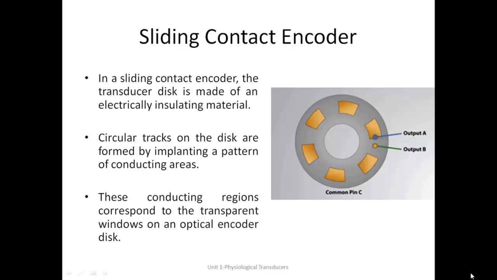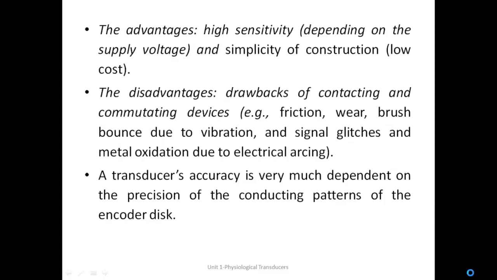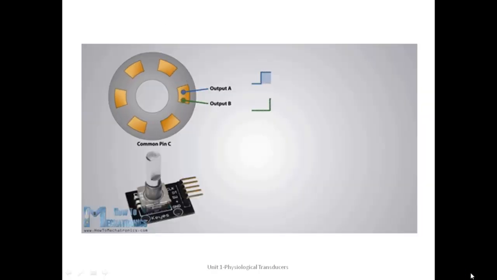As you see, they are connecting wires. And so when this disk rotates, when the output A and output B wires are touching the insulating area, there will be no output. And when they touch the conducting area, we get a pulsed output. Okay, see something like this.